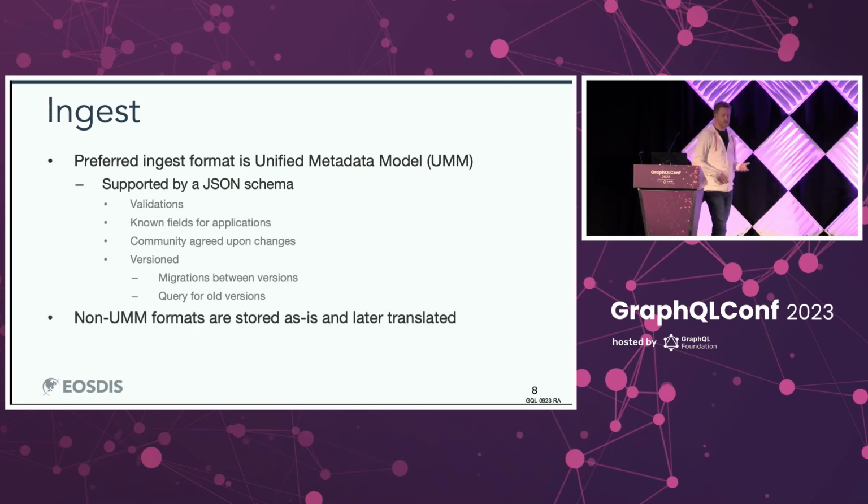Non-UMM records, so these are, like I said, ISO or ECHO or DIF. These are old XML file formats, larger in size, more widely used previously. We store them as raw files and we translate them on request. So we'll talk about that in a bit when we get to the GraphQL implementation.